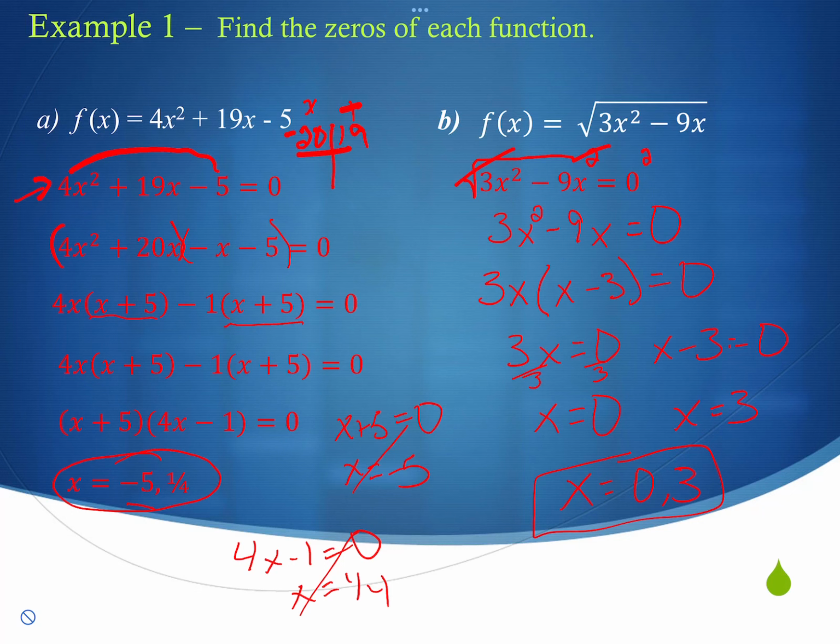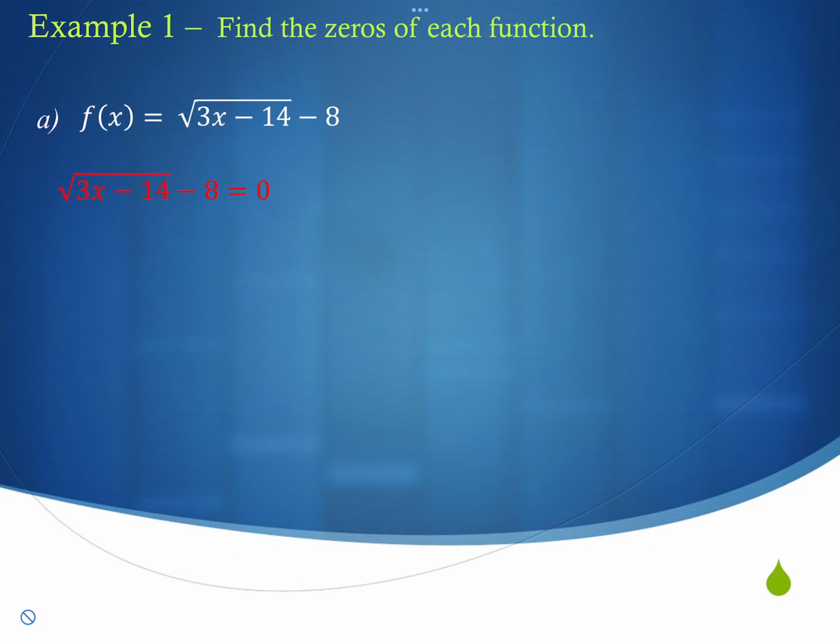When we're finding zeros, whatever our largest exponent is, over here I had a 2, and I found 2 zeros. Again, I have an exponent of 2, and I found 2 zeros. That will work every single time. Whatever our largest exponent is, that's how many zeros we should find. So let's look at part C right here.